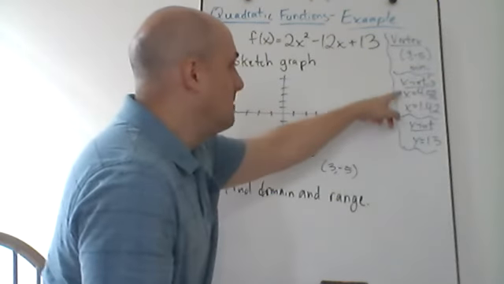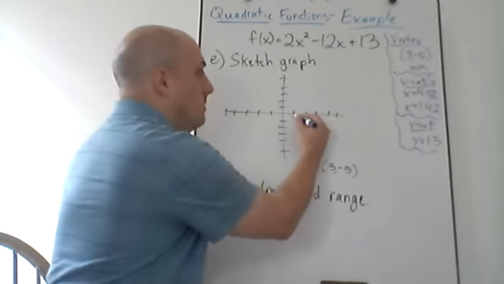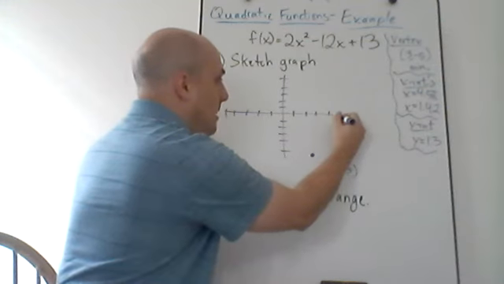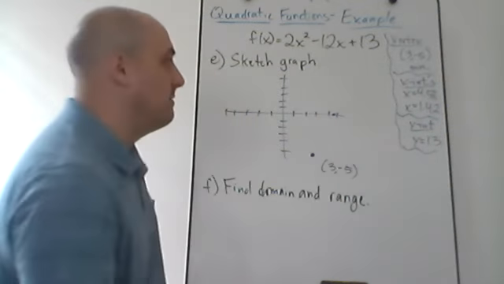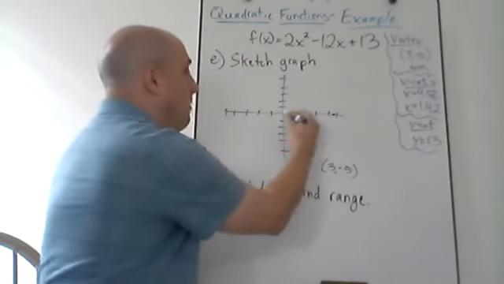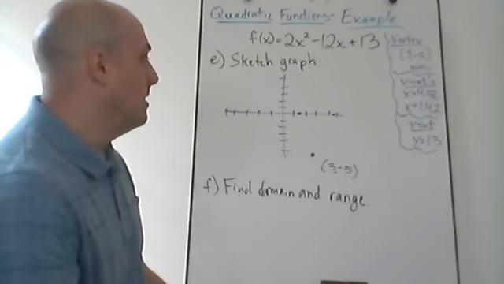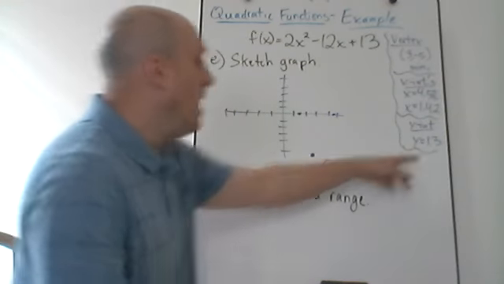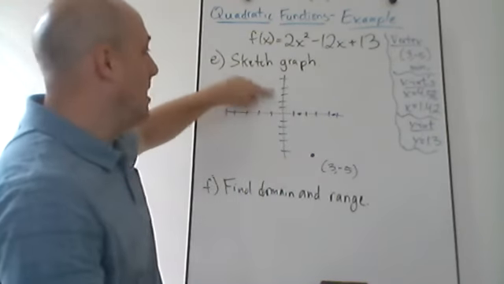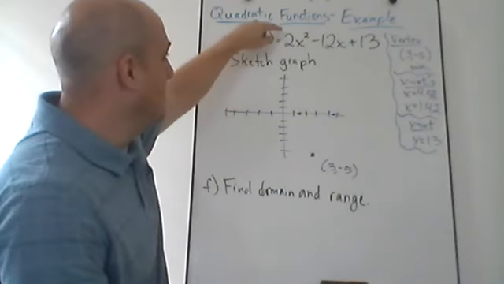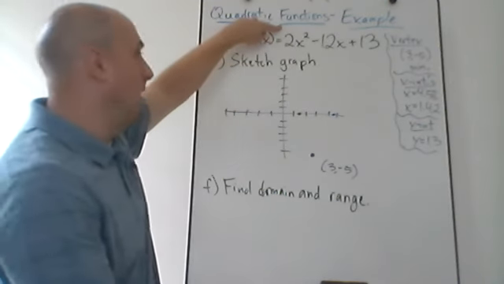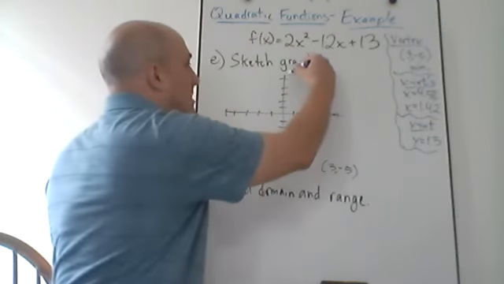My x-intercepts are at 4.58, so 1, 2, 3, 4. So about halfway between 4 and 5, I'm going to put a point for 4.58. And then 1.42, so again, about halfway between 1 and 2, I put that point for the other x-intercept. The y-intercept is going to be at 13, which I only went up to 5 here. So the y-intercept is going to be somewhere up near this blue line, more or less, which I'm not going to reach on this graph.